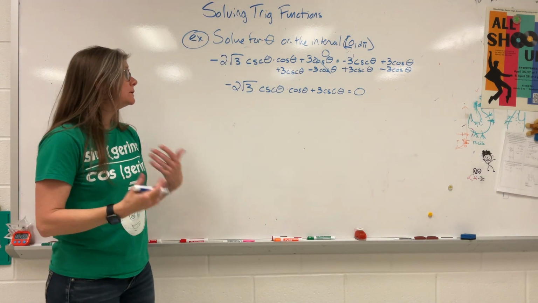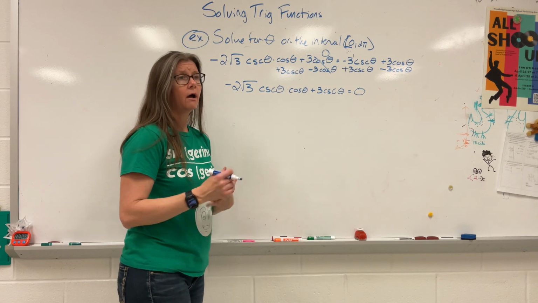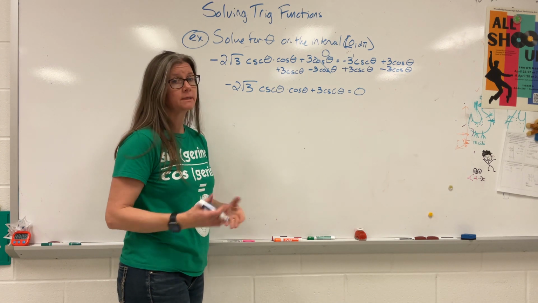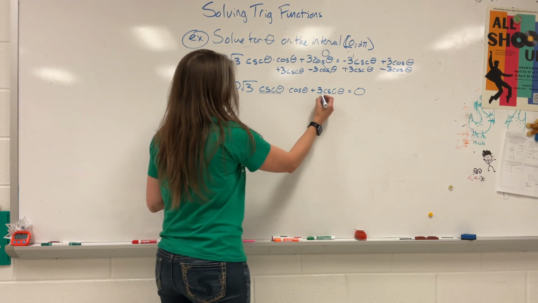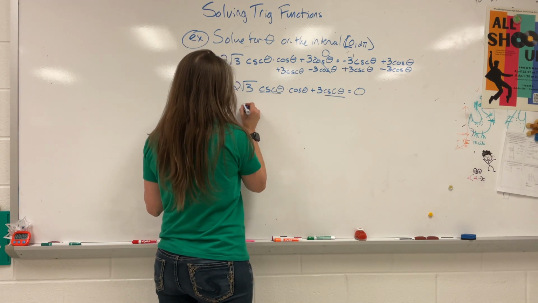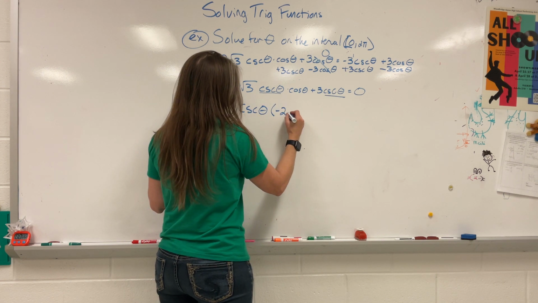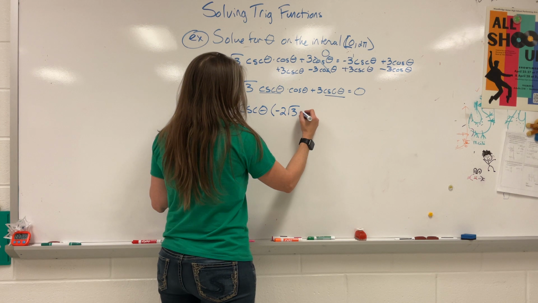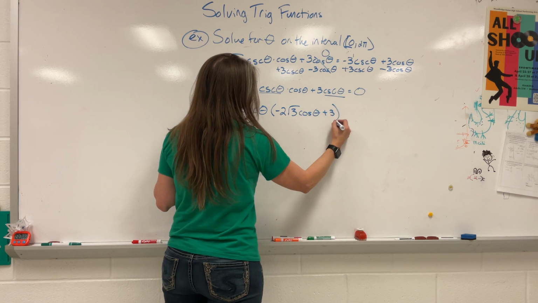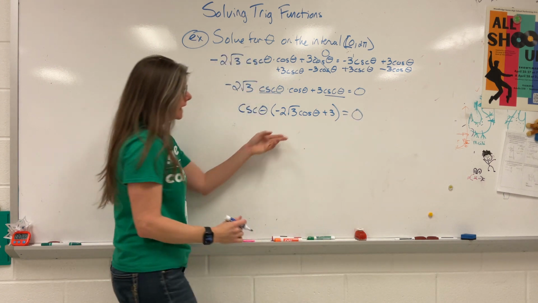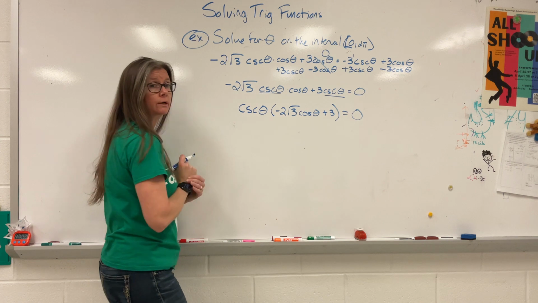Now, we still have an issue because we have two different trig ratios, but like I said, a lot of the time it does come down to factoring. In this case, it just comes down to a greatest common factor. I see that they both have cosecant, so I'm going to divide out a cosecant, so I end up with -2 radical 3 cosine theta plus 3 is equal to 0. Now it is in completely factored form, and I've separated my two trig ratios.